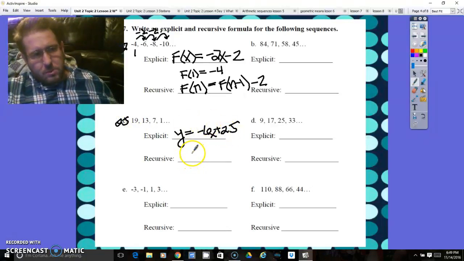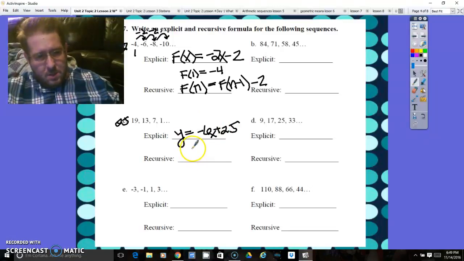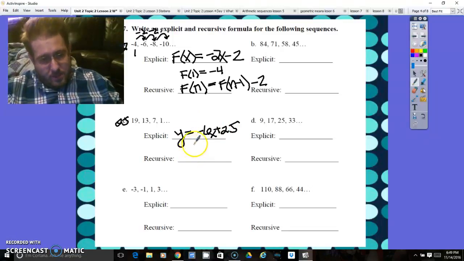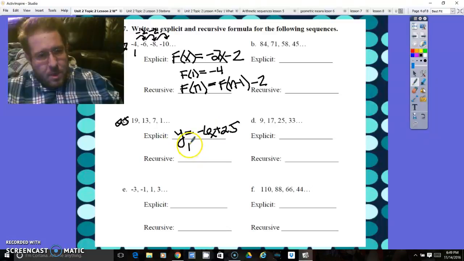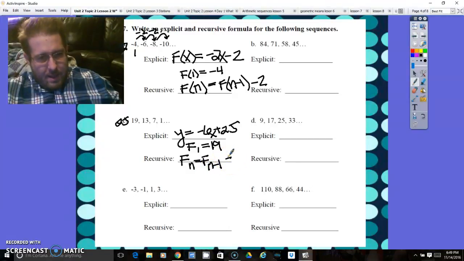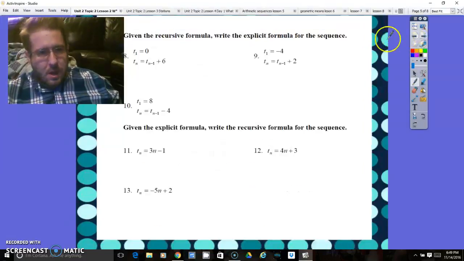Recursive rule. Recursive rules have to be written in either function notation or subscript notation because you have to give a starting point. So you can't write it like this. You've got f sub 1 is equal to 19, and then f sub n is equal to f sub n minus 1, and it's minus 6. All right. So there's a couple of examples.